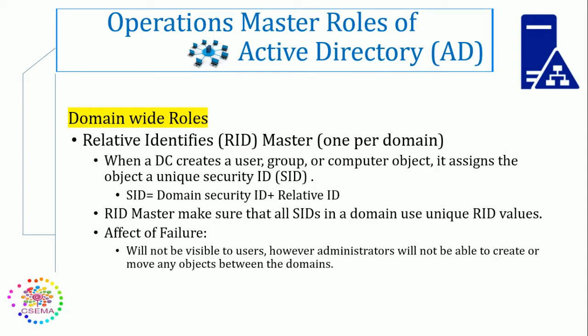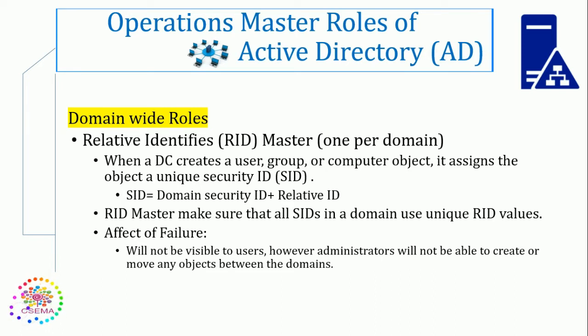And then fifth one, we have the relative identifier master. It is also the same like PDC and the infrastructure master. It is also either one per domain. And when a domain controller creates a user, group, or any computer object, it assigns the object a unique security ID that we call the security ID. And this security ID consists of the domain security ID that identifies the domain to which the object belongs, and a relative ID that identifies the object within the domain.